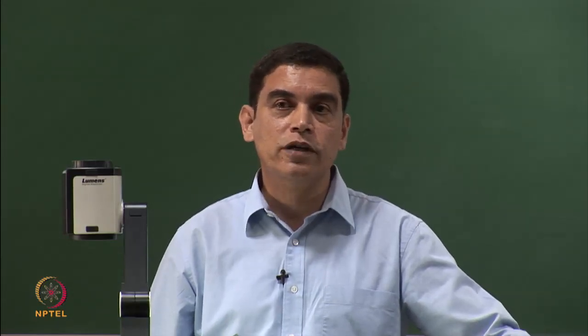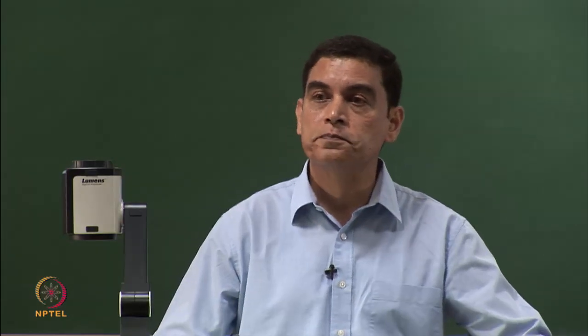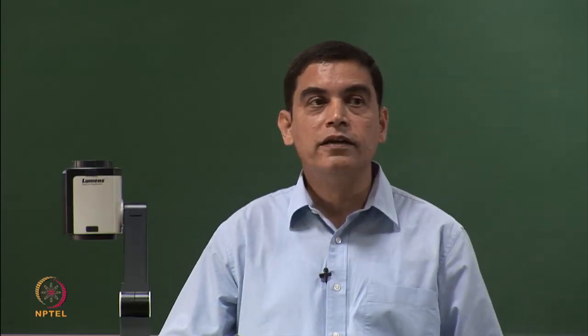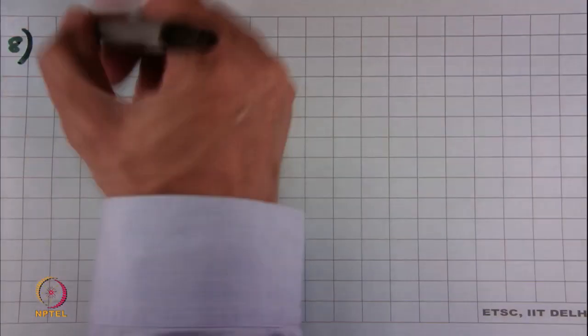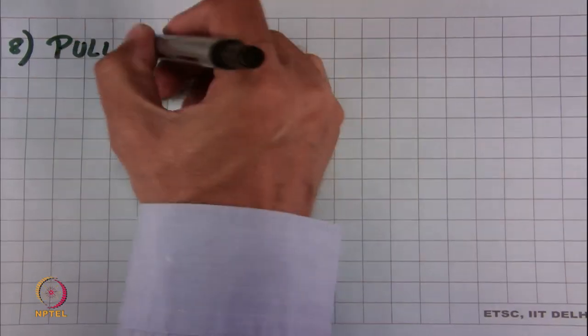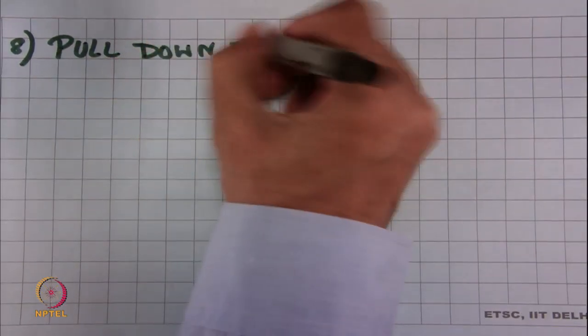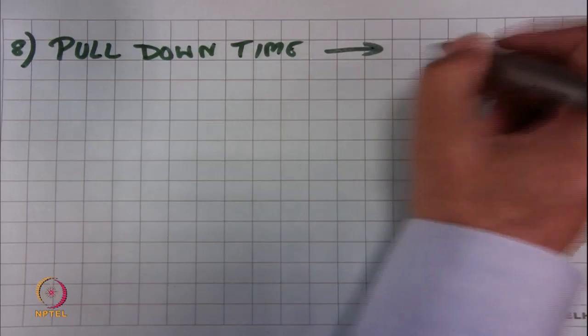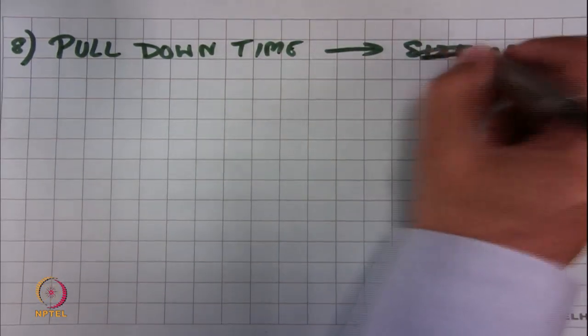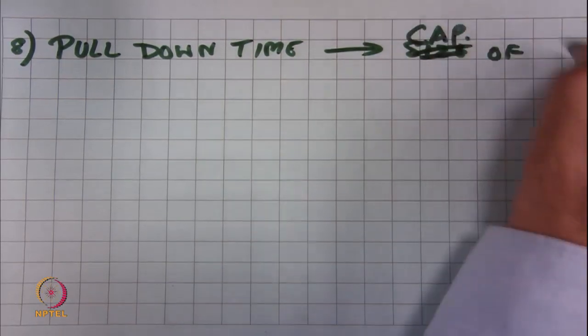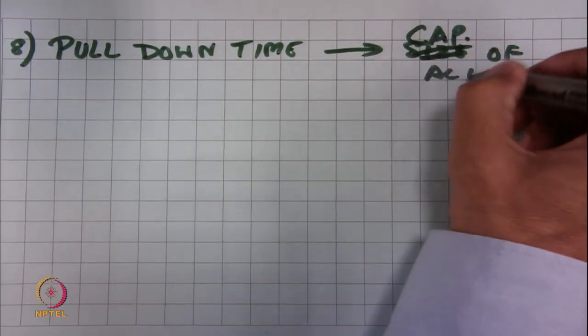One of the ways to check the suitability of an air conditioner is how soon we can pull down the temperature in a coach. We need to have it ready for passengers to board the train, and many times it's standing in the sun. So the ability to pull down the temperature would be one of the requirements. We were on 7, let's say this is 8. Pull down time has to do with the size, and by size I mean the capacity of the AC unit.